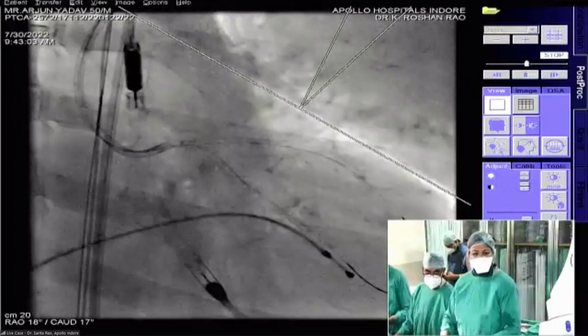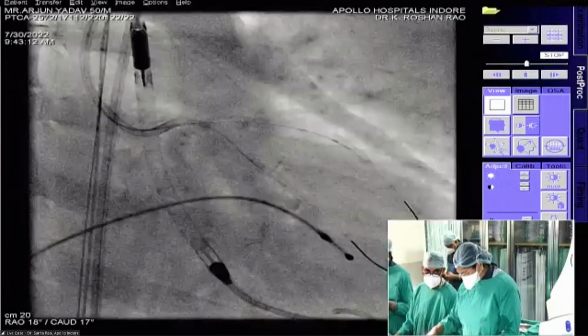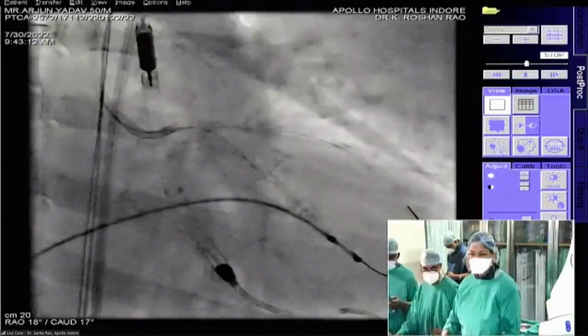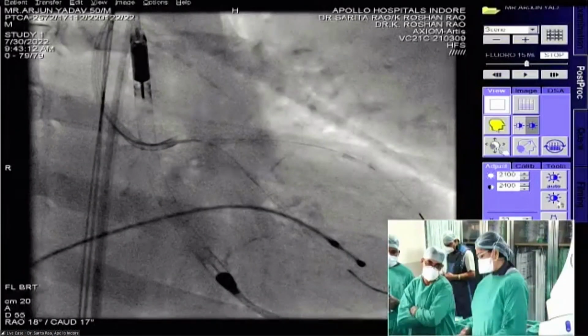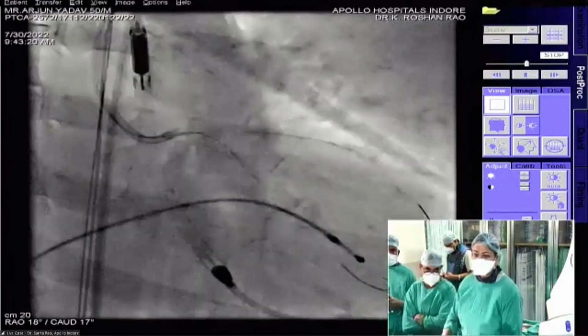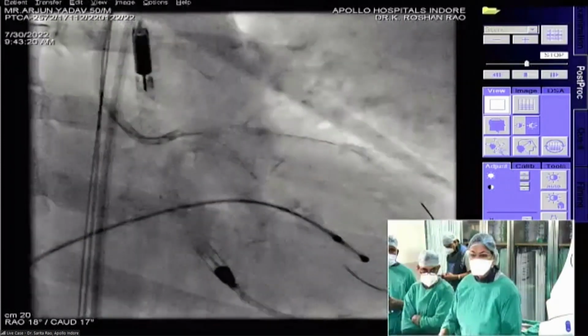Yes. What is good about our lab is it's equipped with everything. They're asking what is the balloon's name, madam? What is that 6 mm balloon? Terumo company? Okay. AccuForce, I guess. AccuForce Terumo. Okay. Yes.